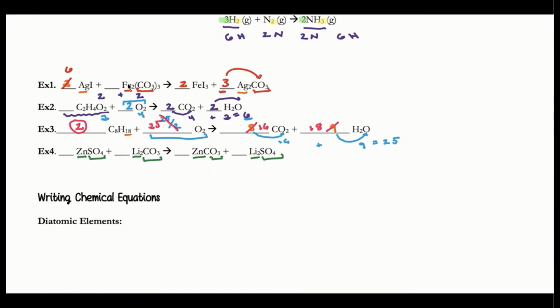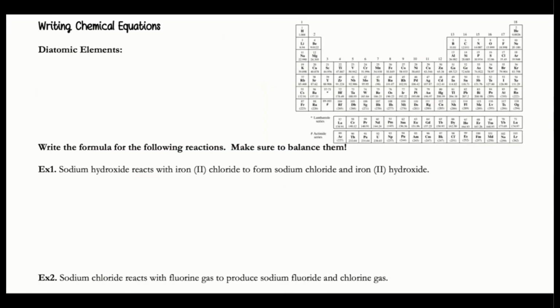So notice when I have blanks here, I don't put 1s in front, because by not having anything, it's implied that it's a 1. So I don't have to write anything. This is already balanced. So now that we've talked about how to balance reactions, we're actually going to work on writing out those reactions.